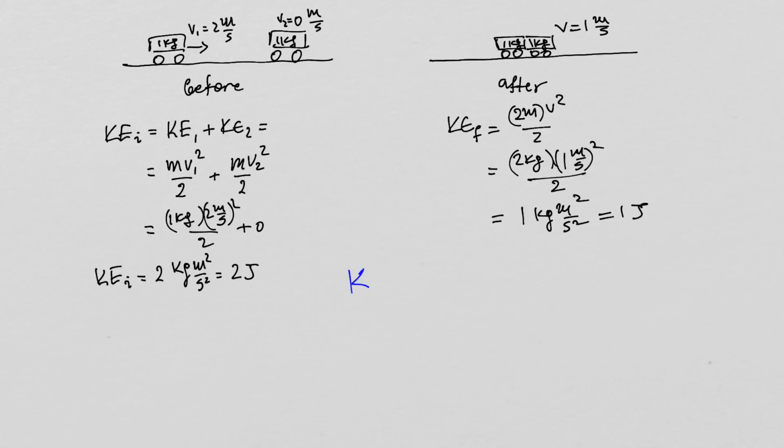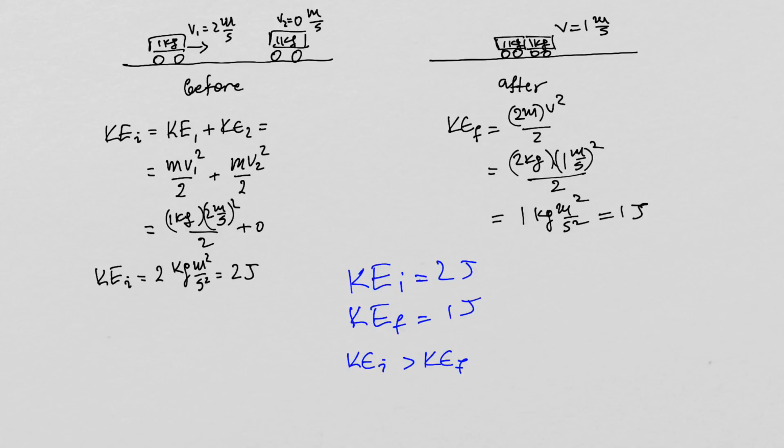So the initial kinetic energy is equal to 2 joules. The final kinetic energy is equal to 1 joule. As you can see, the initial kinetic energy is bigger than the final kinetic energy, which means that there was obviously loss of energy during the collision. And so that means that this collision is an inelastic collision.